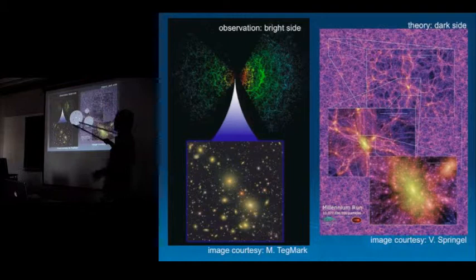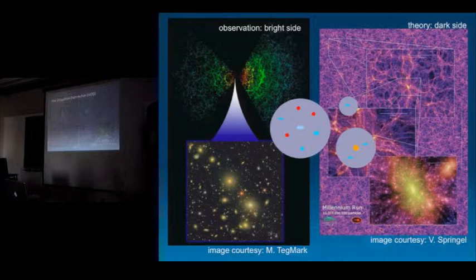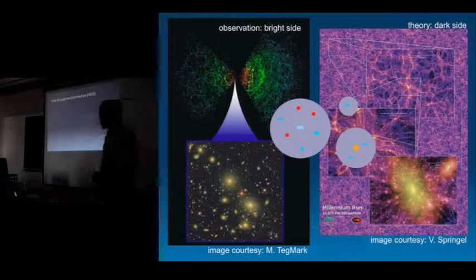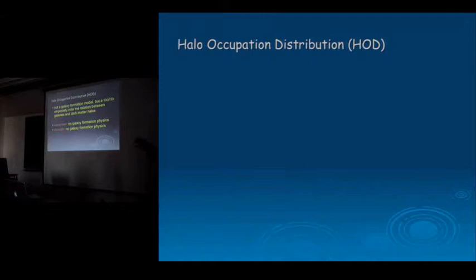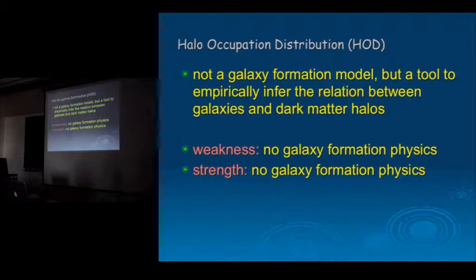I should emphasize that there seems to be a lot of misunderstanding of the halo occupation distribution. I need to emphasize that the HOD is not a galaxy formation model. It's just a tool to empirically infer the relation between galaxies and dark matter halos. You can say it's a weakness of the HOD, since there's no galaxy formation physics in it. But on the other hand, it's the strength of the HOD framework. Since there's no galaxy formation physics involved, we can infer something really robust, just based on everything that we know. And this can be used to test against galaxy formation theory.